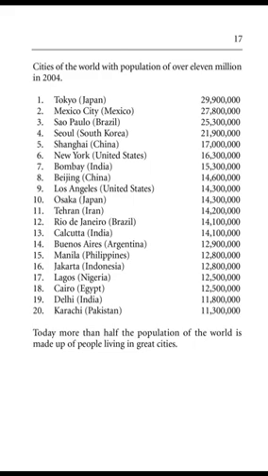Page 17. Cities of the world with population of over 11 million in 2004. 1. Tokyo, Japan, 29,900,000. 2. Mexico City, Mexico, 27,800,000. 3. Sao Paulo, Brazil, 25,300,000. 4. Seoul, South Korea, 21,900,000. 5. Shanghai, China, 17 million. 6. New York, United States, 16,300,000.